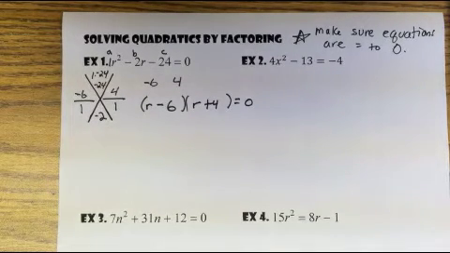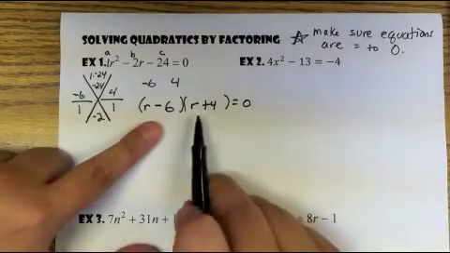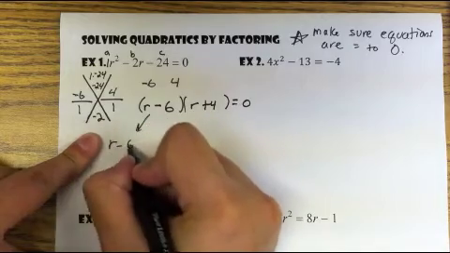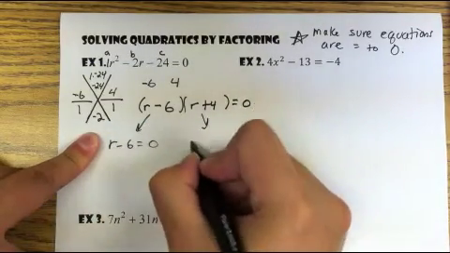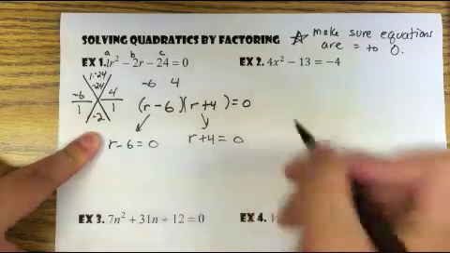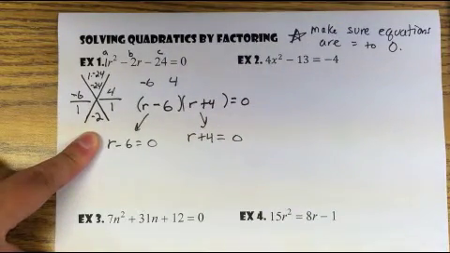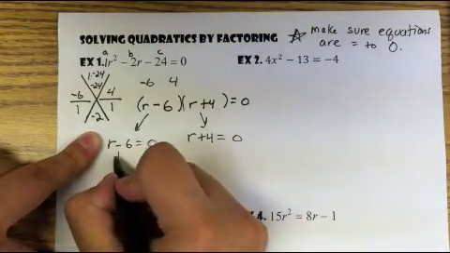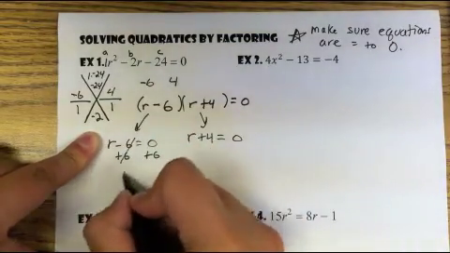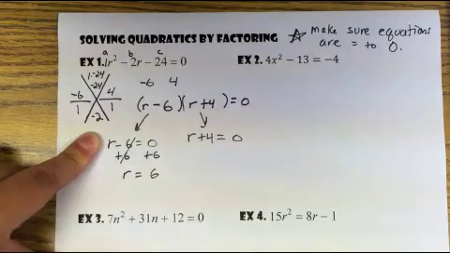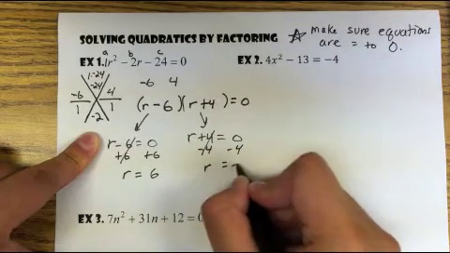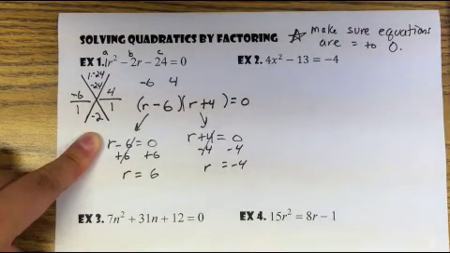Step 2 says to set each factor equal to 0. So how many factors do we have going on here? You got 2. So I'm going to take r minus 6 equals 0, and then r plus 4 equals 0. Because we're finding the x-intercepts, or the r-intercepts in this case, we're going to add 6 to both sides. We get r equals 6. Subtract 4 from both sides. r equals negative 4.